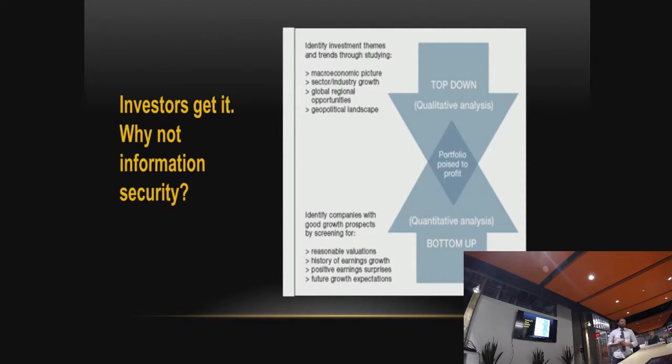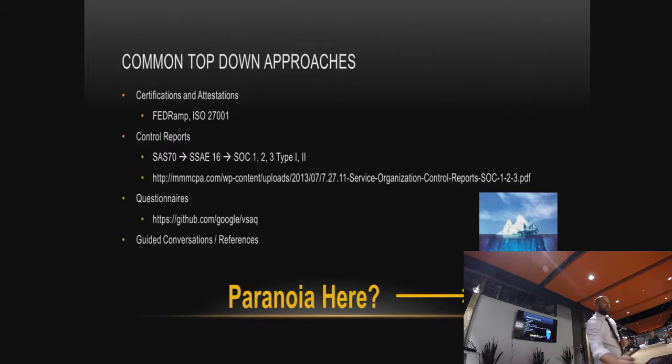There's no bottom up approach, and we don't do anything different in terms of vendor risk management. It's usually some kind of top down approach. When we look at our vendors, we typically look at some kind of certification or attestation. Are you FedRAMP certified? Do you have a certification for ISO 27001? We might then go to control reports. There's this progression in the industry: SAS 70, then SSAE 16, and now we've got SOC 1, 2, and 3, type 1 and type 2 reports. I included a link if you want to understand the difference between these reports. You might not. But then we use questionnaires.